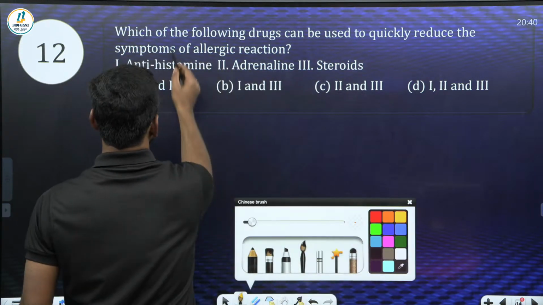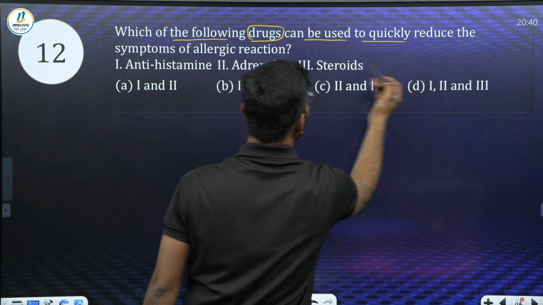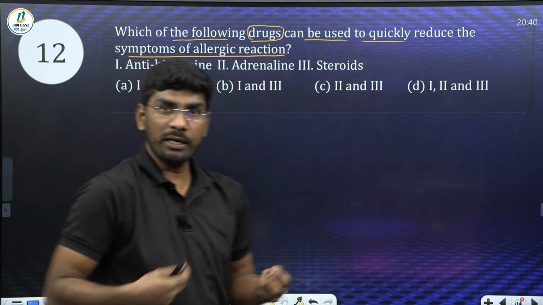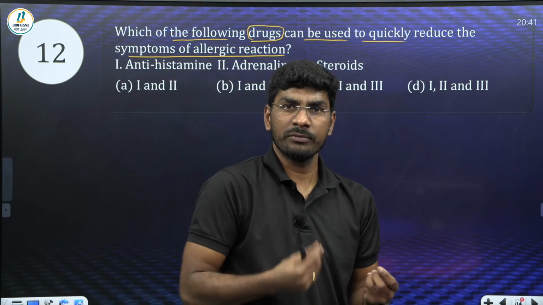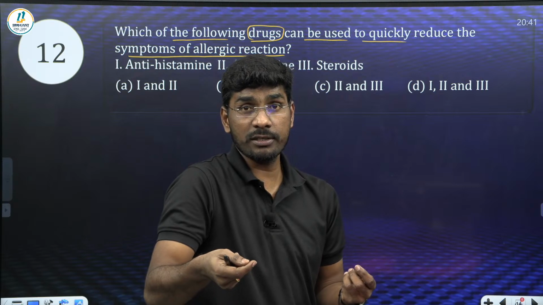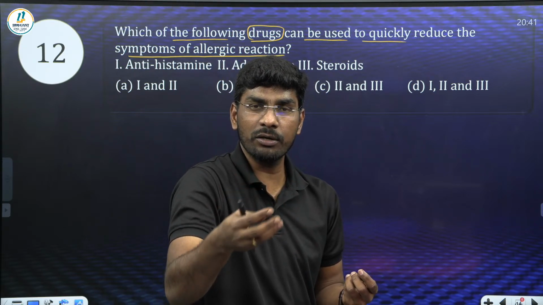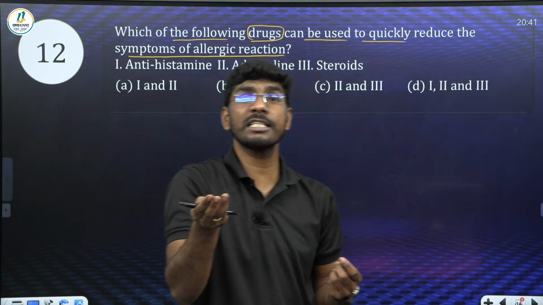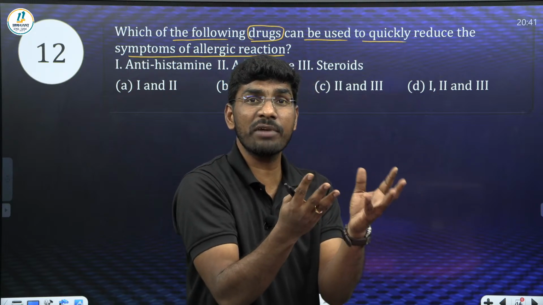What about this question? The question tells us, which of the following drugs can be used to quickly reduce the symptoms of allergic reaction? Very quick. Come on, tell me. Allergens, we discussed in the last class. Allergens: dust particles, animal dander, pollen grains. IgE immunoglobulins are responsible to break the mast cells, and release what? Histamine. It is an inflammatory substance.